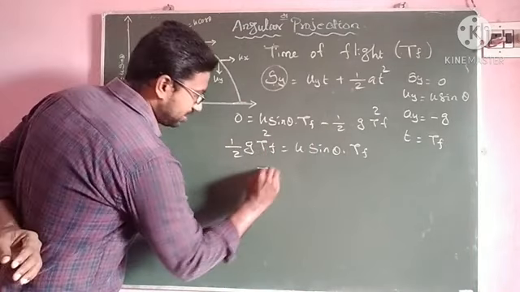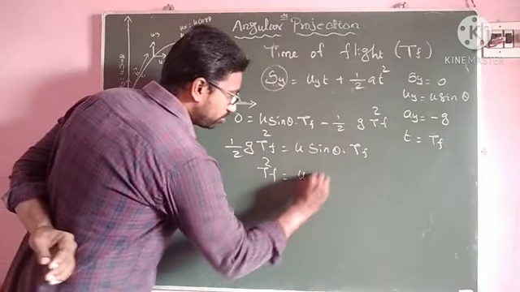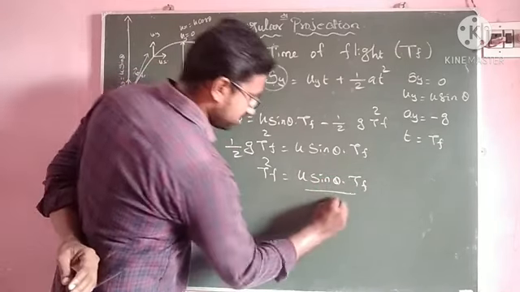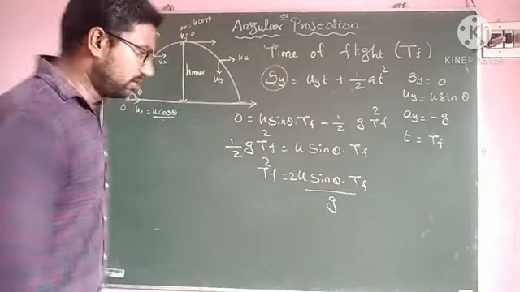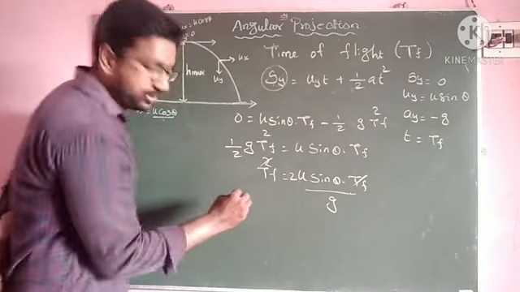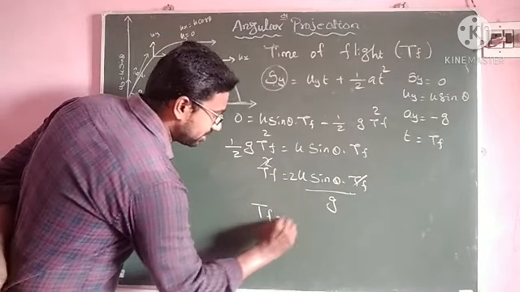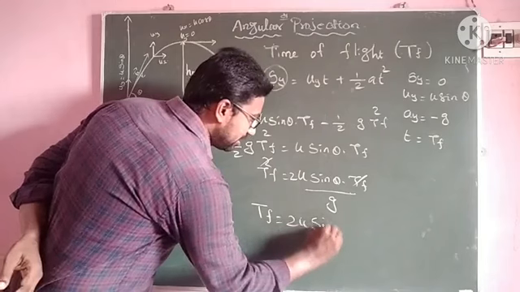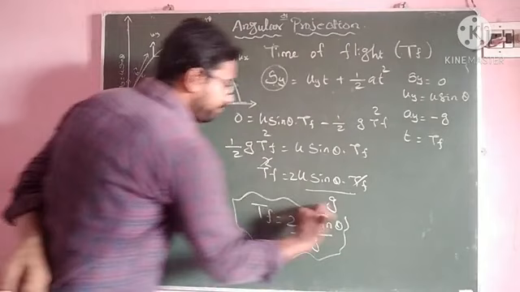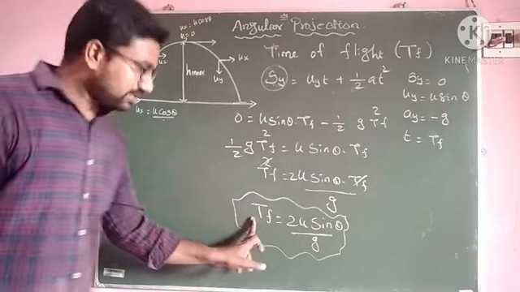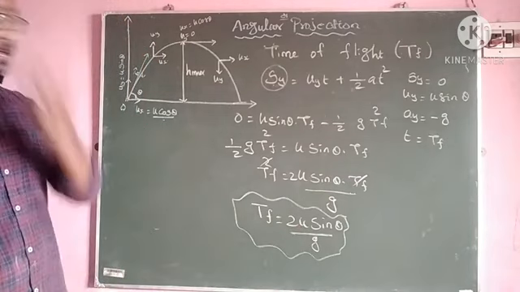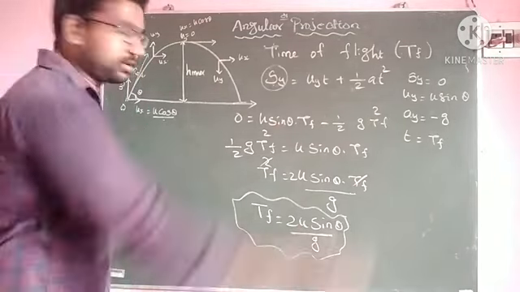So tf square is equal to u sin theta into tf divided by g into 2. Am I right? So I am going to simplify. tf will be cancelled. So the final result of time of flight is tf equal to 2u sin theta divided by g. Very important equation, very important formula. So the time of flight mainly depends upon the initial velocity. Okay? And then next, now I am going to find out the horizontal range.